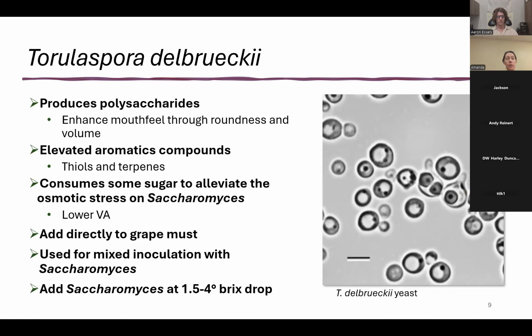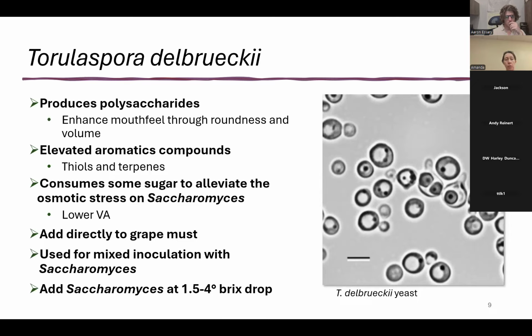Moving on, the next yeast is Torulaspora delbrueckii. This is a really interesting non-Saccharomyces yeast because it's really great for enhancing mouthfeel and aromatic compounds in the final wines. So it's going to create more of a roundness and volume through some of the polyols, which are types of alcohols that are produced during fermentation. The aromatic compounds that are going to be produced are mostly those thiols, so think tropical, and terpenes, so maybe floral.